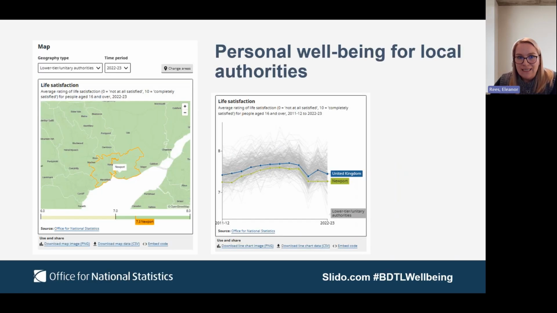So on my last slide, I just wanted to share with you an additional way that you can explore the personal wellbeing data. In the ONS, we have a tool called Explore Local Statistics, which allows you to look across a breadth of data from different topic areas, including our personal wellbeing data. And you can look at it at a local authority level and map it across the UK and compare that over time. On the screen, I've just screenshot a map and an overtime chart from this tool for Newport, as that's where our office is based, for you to explore.